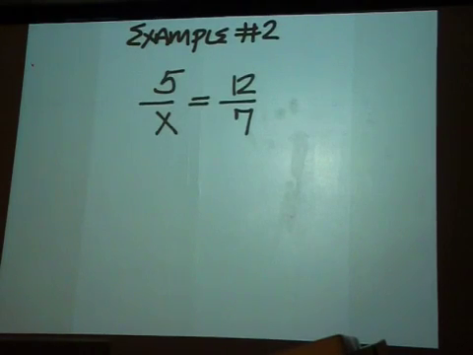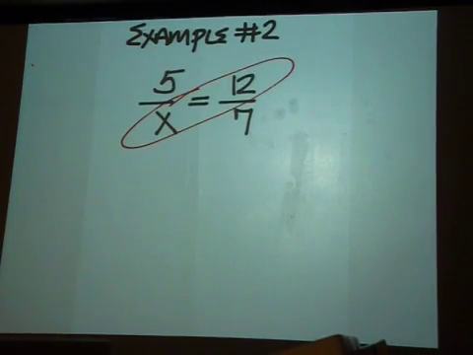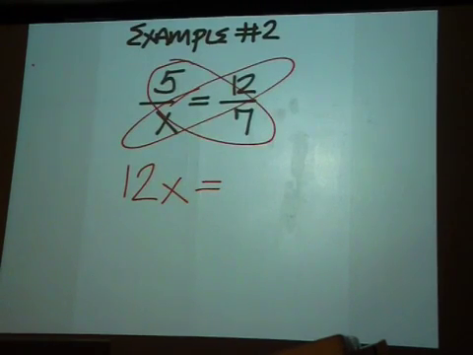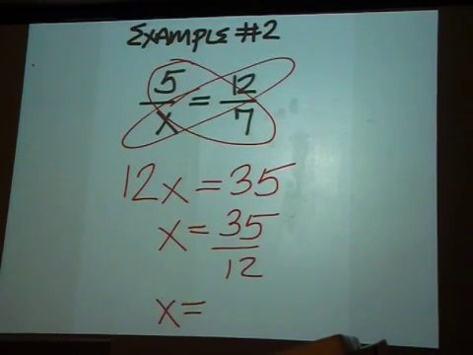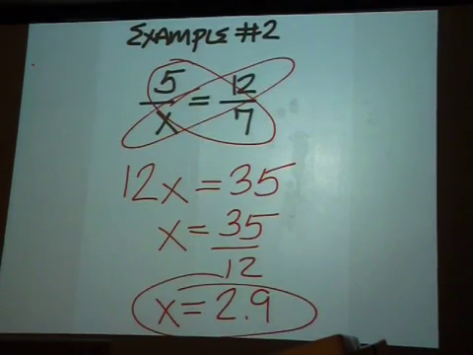Solve the proportion 5 over x equals 12 over 7. Find where the x is at and cross multiply there first to get 12x, and then 5 times 7 is 35. Divide 35 by 12 to come up with an answer of 2.916, and then the 6 repeats, but we're going to round it to the 10th place to get 2.9.